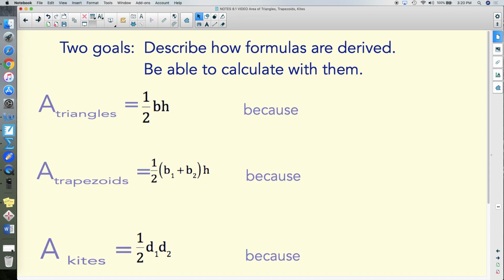Two goals then. We want to be able to calculate with formulas, meaning we need to know them and be able to work with them flexibly within our algebraic manipulations, but we also want to be able to describe how their formulas are derived, and these are the 3 we'll work on in the next few slides.